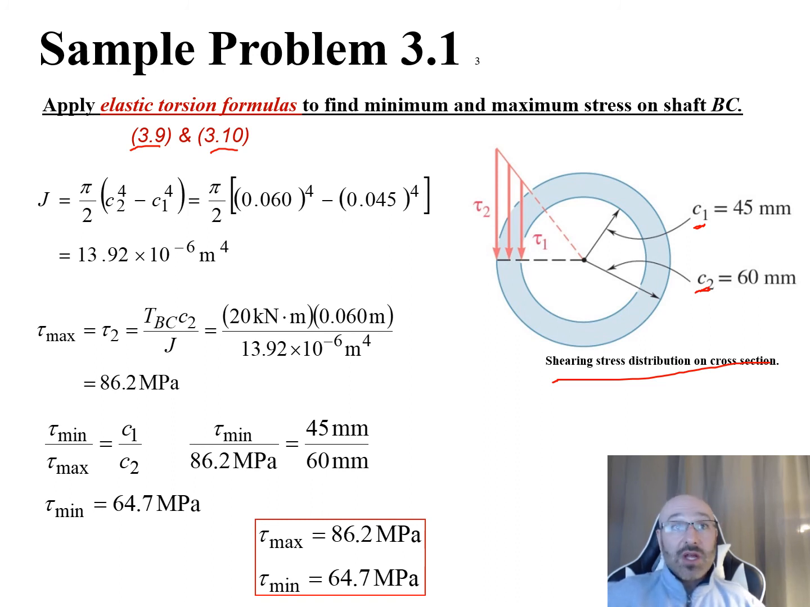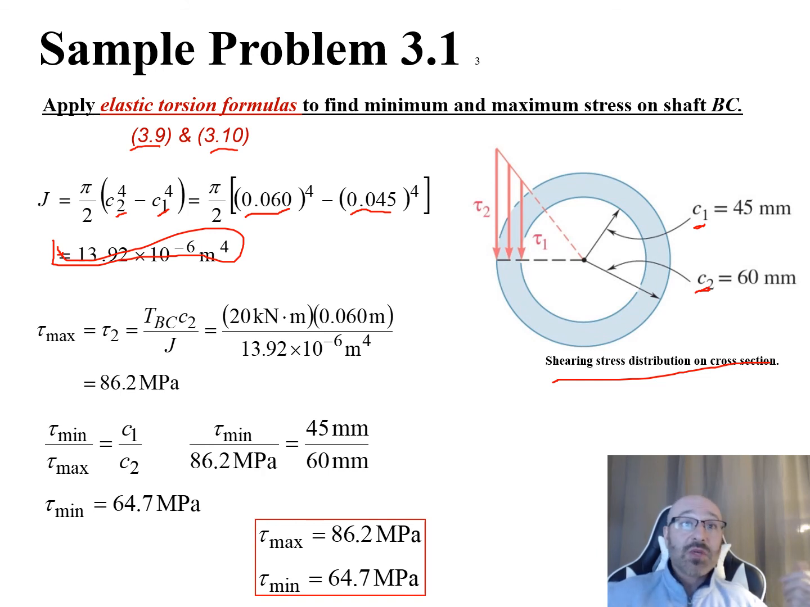Our J, the polar moment of inertia, is equal to pi over 2 times C2 to the fourth minus C1 to the fourth. When we plug in our known values for C2 and C1, pi over 2 times C2, which is 0.06, to the fourth, minus 0.05 for our C1 to the fourth power. We can do that out, and now we get a value for our polar moment of inertia. Our J is equal to 1.392 times 10 to the negative 6 meters to the fourth.